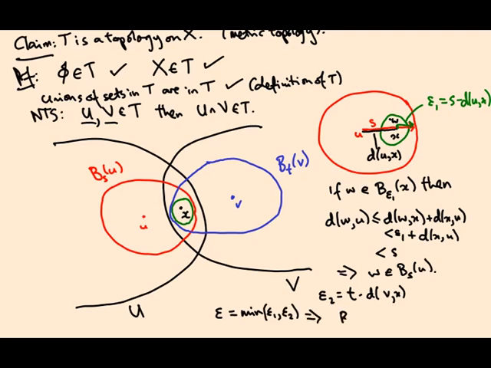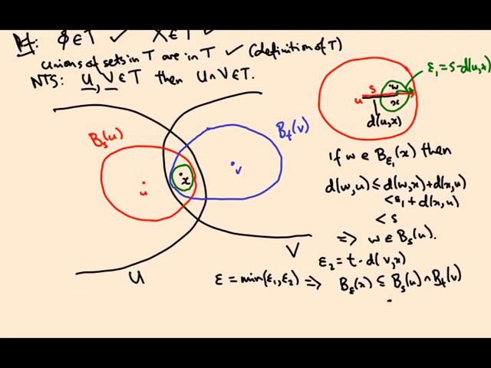And now the ball of radius epsilon around X is contained in the intersection of the red ball and the blue ball, and in particular that's contained in U intersect V. Okay, so that completes the proof.